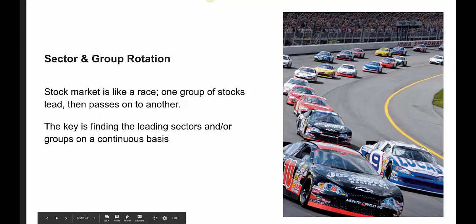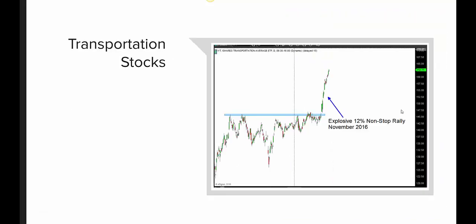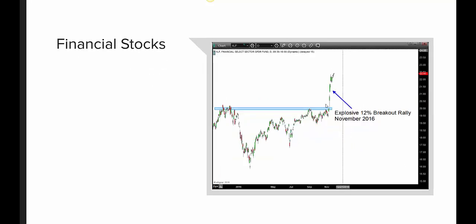This is really, really important, sector and group rotation. Now, the way this works is like this. You can see, for example, here, transportation stocks. They started having an explosive move. As the transportation stocks, as a group, started to move, they started to move because there was institutional sponsorship, right? And once that happens, you can go into individual stocks. Same thing here with financial stocks, right? When they start to move as a group, then you can start looking at individual stocks. And we're going to explore this in much more detail over the next few slides, okay?